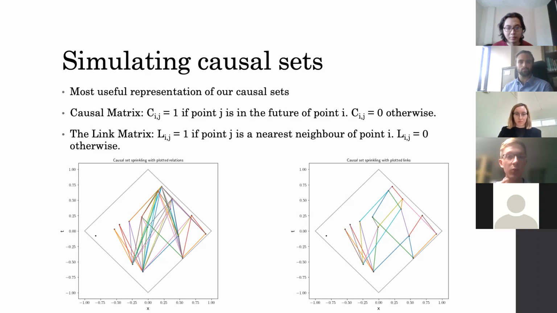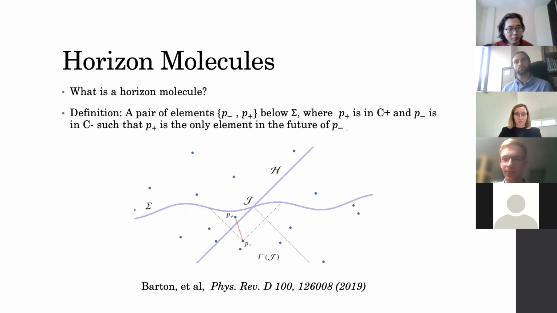We sorted the points by time coordinate before we generated these matrices to obtain a natural labeling. Both the causal matrix and the link matrix were upper triangular, which helped when we extracted a sub-link matrix depending on the region within our space-time diamond that each point lay in, which we'll see now when we define the horizon molecules.